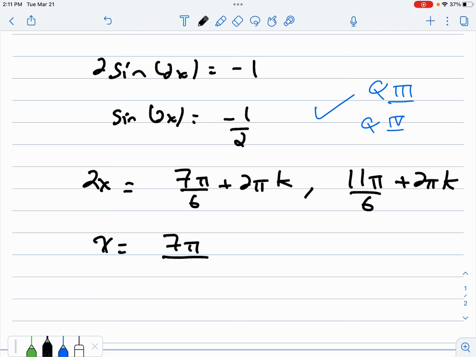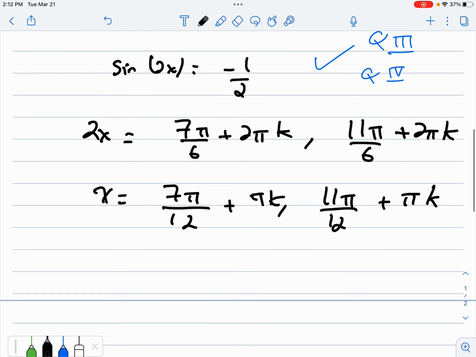By doing so, we would get 7 pi over 6 divided by 2, which is 7 pi over 12, and 2 pi k over 2, which is pi k. And the same thing occurs on the other side, on the other set of solutions. You get 11 pi over 12 plus pi k.